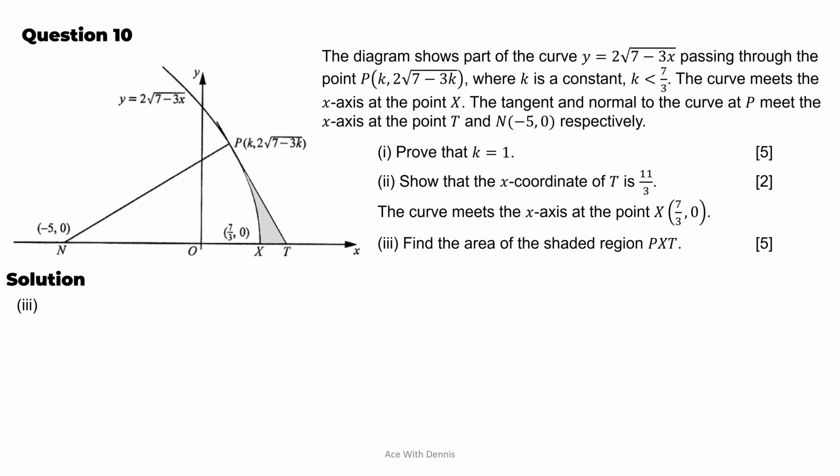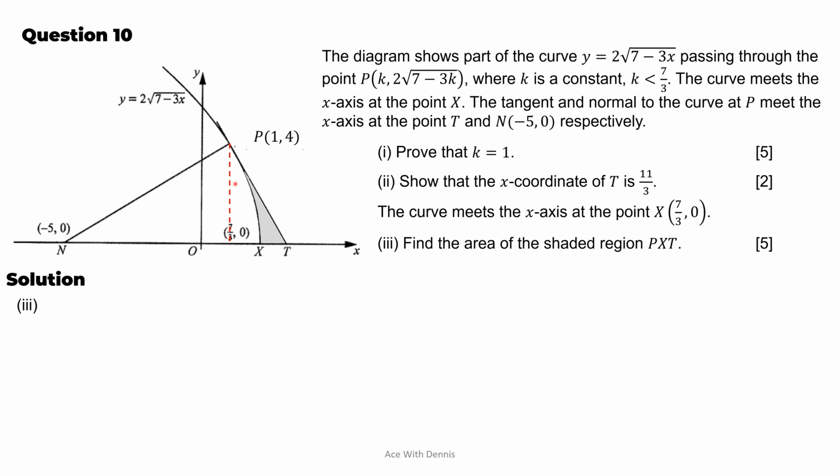So the solution for part 3, to find the area of the shaded region PXT. Firstly, look at the diagram. We need to find the area of the triangle here and then minus the area under the curve. So firstly, we update the coordinates of P, as we already know from the previous question. The coordinates of P will be (1, 4).